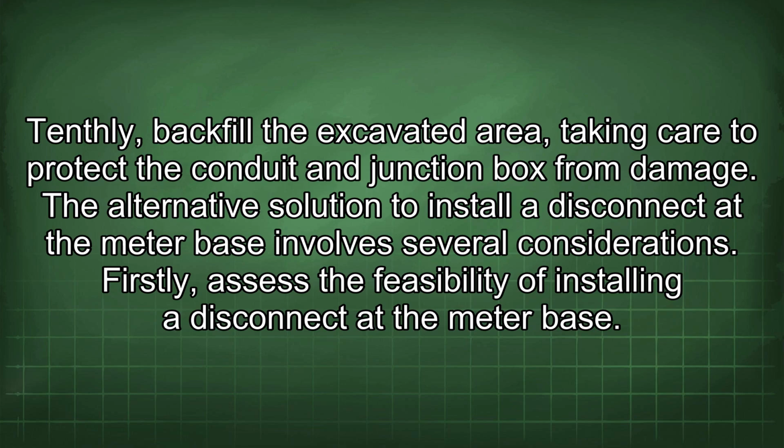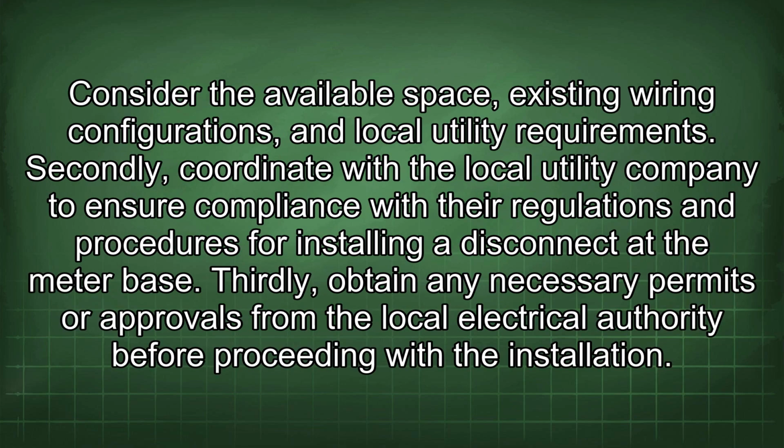The alternative solution to install a disconnect at the meter base involves several considerations. Firstly, assess the feasibility of installing a disconnect at the meter base. Consider the available space, existing wiring configurations, and local utility requirements. Secondly, coordinate with the local utility company to ensure compliance with their regulations and procedures for installing a disconnect at the meter base. Thirdly, obtain any necessary permits or approvals from the local electrical authority before proceeding with the installation.